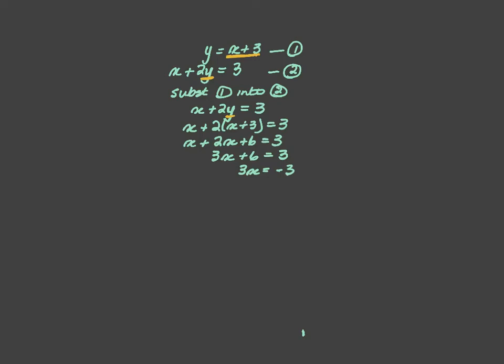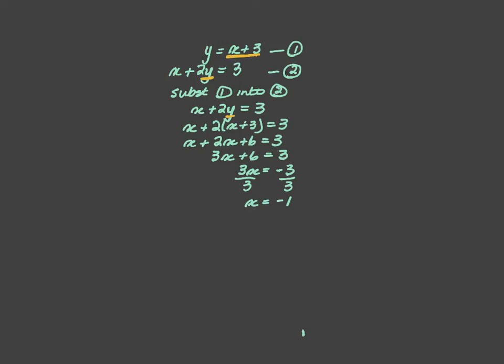I divide by 3 on both sides. On the left-hand side, 3 divided by 3 is 1x. And on the right-hand side, negative 3 divided by 3 is negative 1. So I've solved for x. Now, if I use this equation 1 and I put a negative 1 in the place of x, I'll be able to solve for y.